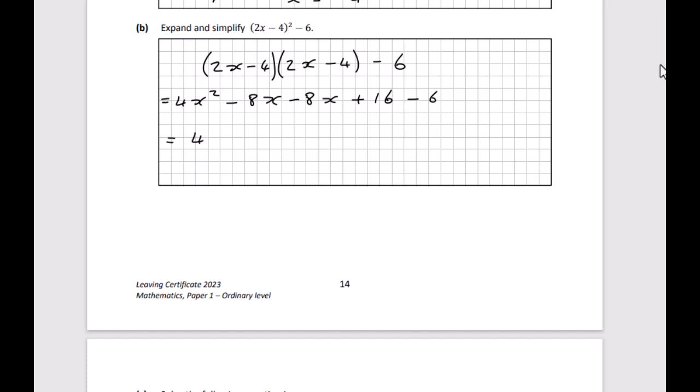So that's going to give us 4x squared. There are no other x squareds. There's a minus 8x, a minus 8x, that's minus 16x. And then we've got plus 16 minus 6, which is plus 10. So I think that's it. 4x squared minus 16x plus 10.